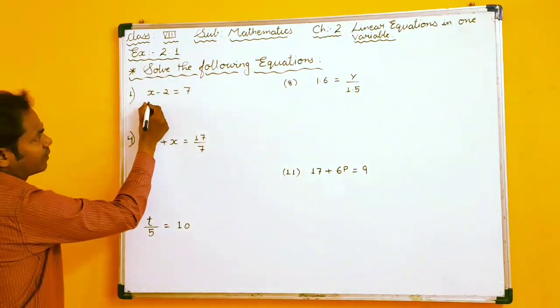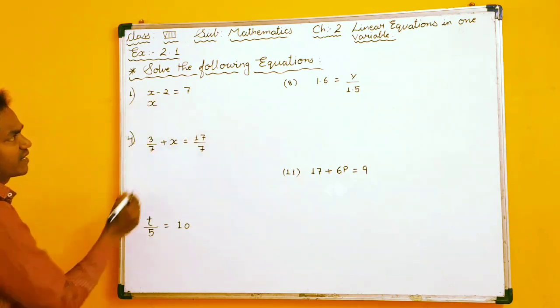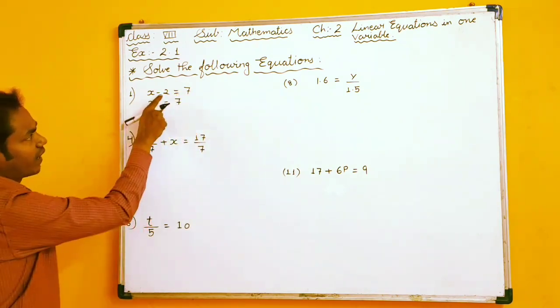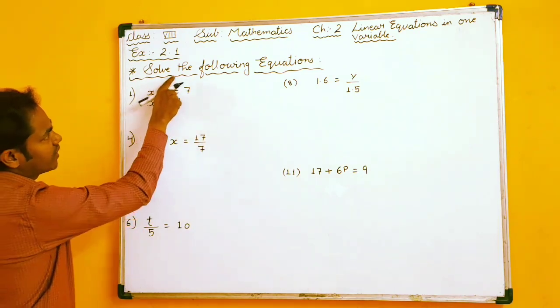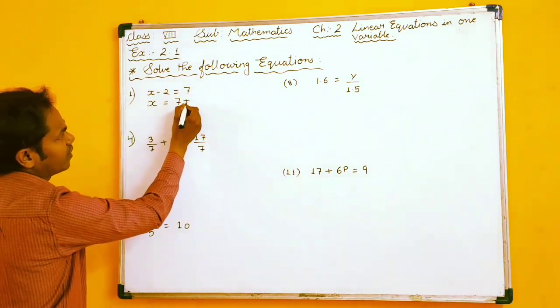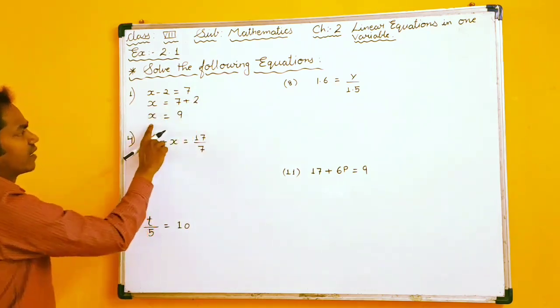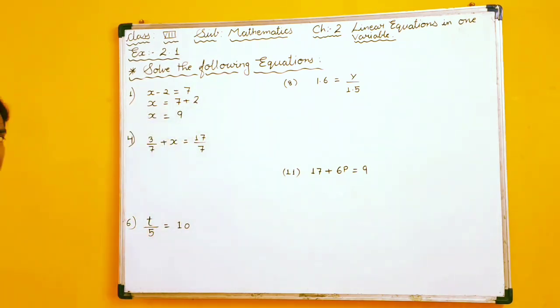This is x, I am keeping this x on the left hand side only, 7 in its place only, and this minus 2 from left hand side to right hand side, so it will become plus 2. So 7 plus 2, 9. x is equal to 9.